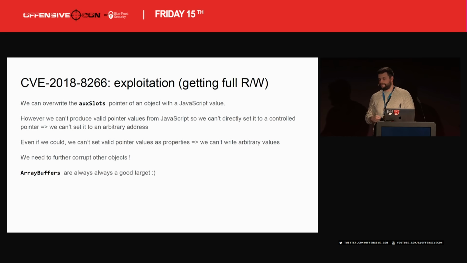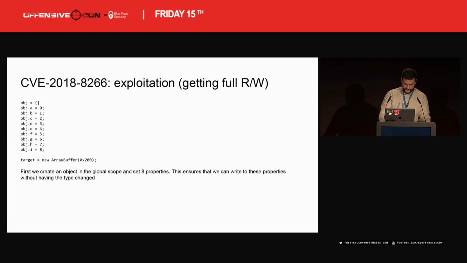So now let's take a step back. The primitive we have is that we are able to overwrite the auxSlots pointer of an object with a value from JavaScript. There are limitations associated with that because, as I've introduced, you can't generate a valid pointer value from JavaScript. Any integer that you write will be tagged with the 48-bit set, so that's not a valid address. That goes for either setting the pointer or actually writing a value in memory. So we need to further corrupt other objects. And if you've ever done browser exploitation, you know that array buffers are probably the greatest gift that was given to us. So we'll just use that.